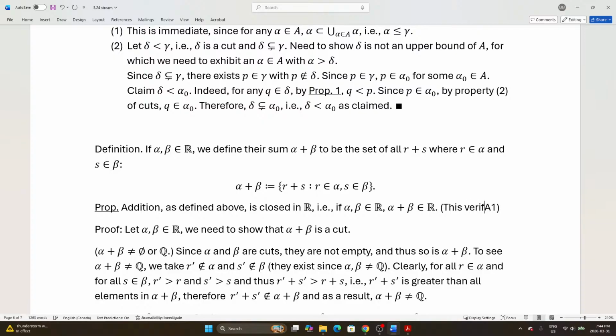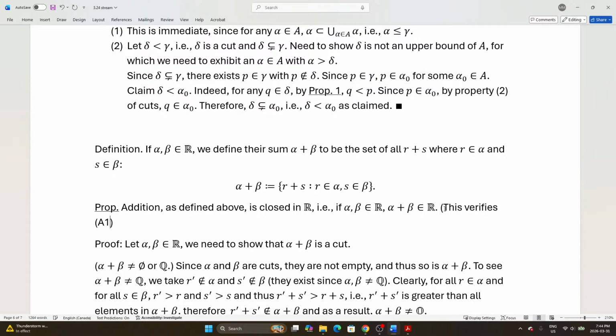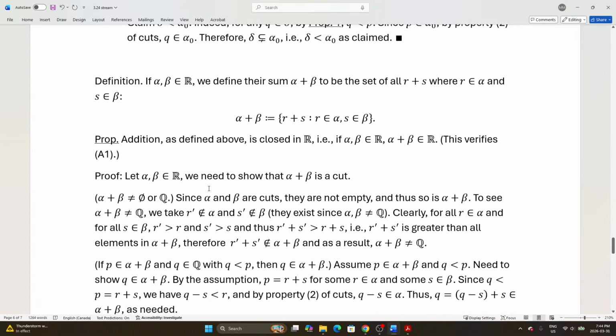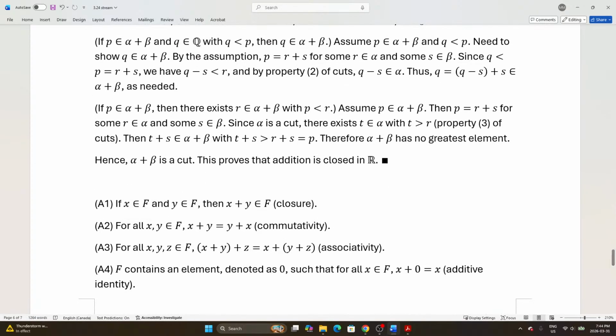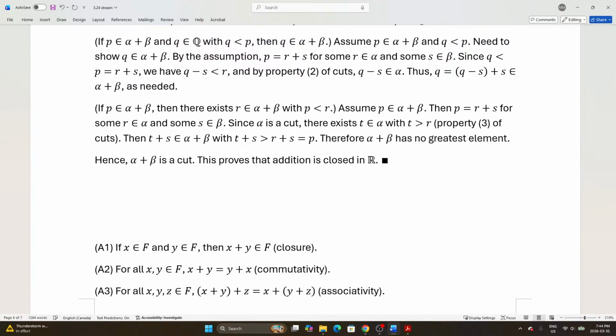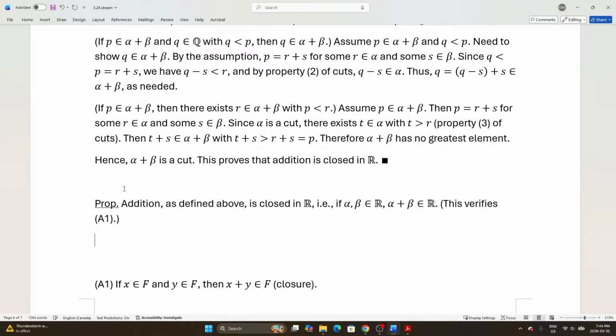This verifies A1, Axiom A1. Okay. So let's see. What is our next proposition? So we need to prove A2. We need to verify A2.